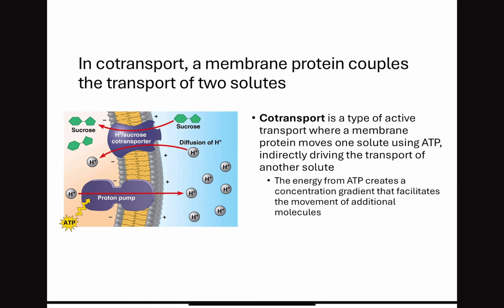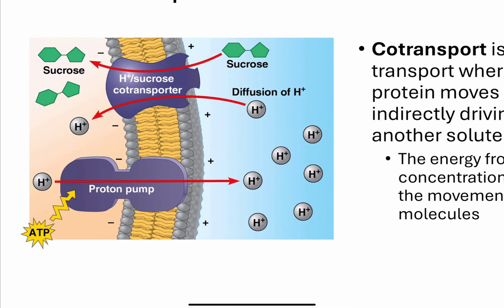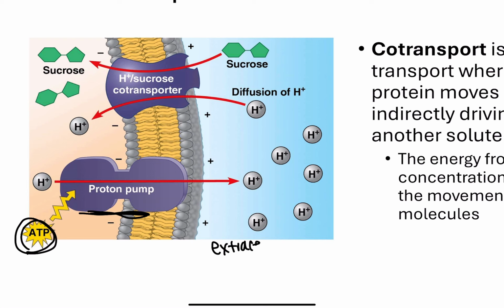So when we're looking at this figure, what we see is that we have this proton pump right here at the bottom, and that proton pump uses ATP to actively transport hydrogen ions out of the cell. So this is extracellular, and this is intracellular.